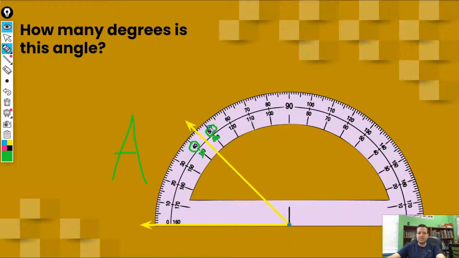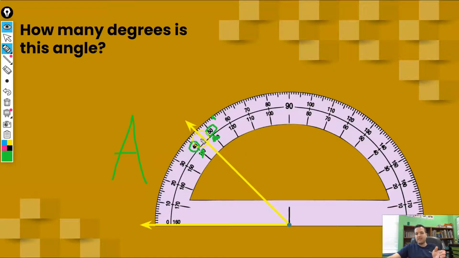Now here's the most common mistake that kids do. They look at 50 and they go, oh, I'm going to count over from 50. 51, 52, 53, 54, 55. You're counting in the wrong direction. You cannot do that. 55 is over here. Last I checked, 55 is halfway in between 50 and 60. So it's definitely not 55.